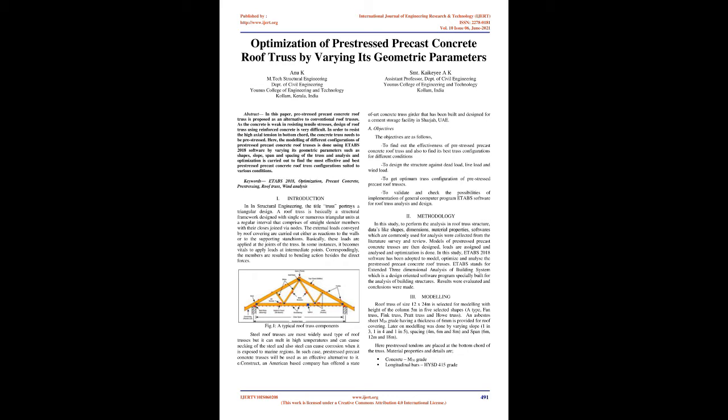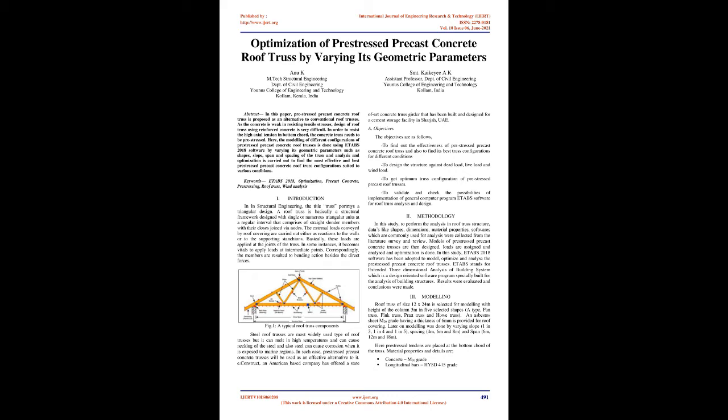Introduction. In structural engineering, the title truss portrays a triangular design. A roof truss is basically a structural framework designed with single or numerous triangular units at a regular interval that comprises straight slender members with their ends joined via nodes. The external loads conveyed by the roof covering are carried either as reactions to the walls or to the supporting stanchions. Basically, these loads are applied at the joints of the truss.